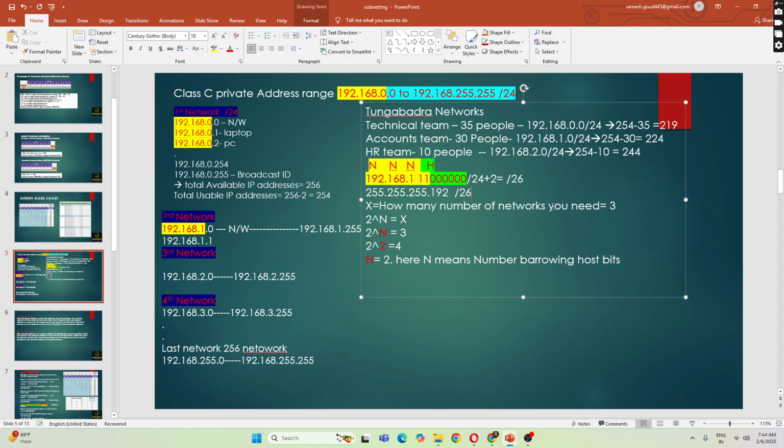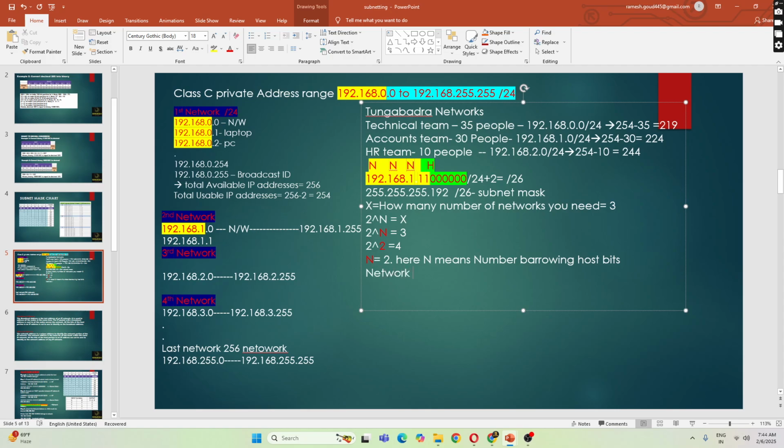Everyone understood this or not? Yes. This is the subnet mask. Guys, I need your participation. Can anyone tell me if you didn't understand anything? Understood, sir. Okay.